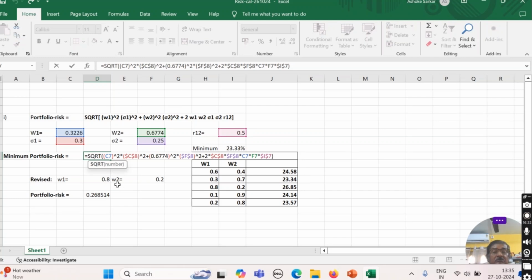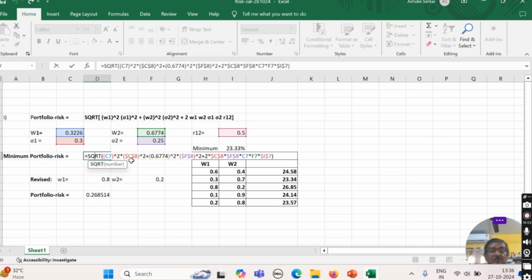We have taken the cell. This is the formula, square root C7. C7 means, which is the C7? C7 is the weightage of this W1 square, and this is sigma 1 square.